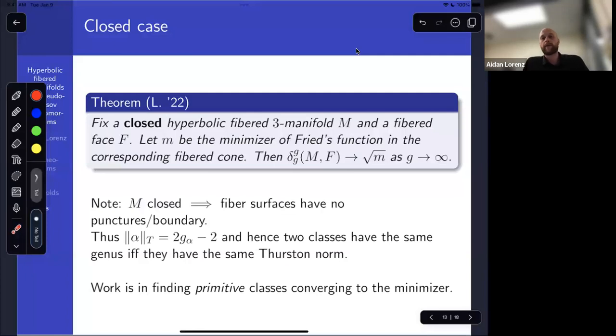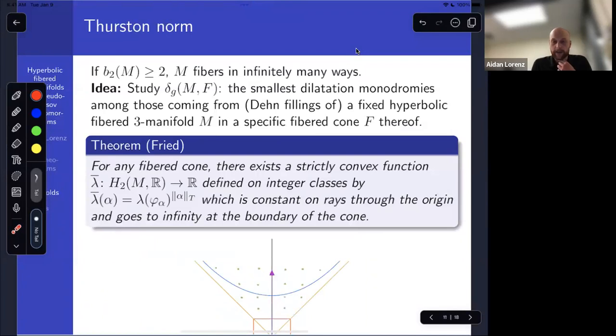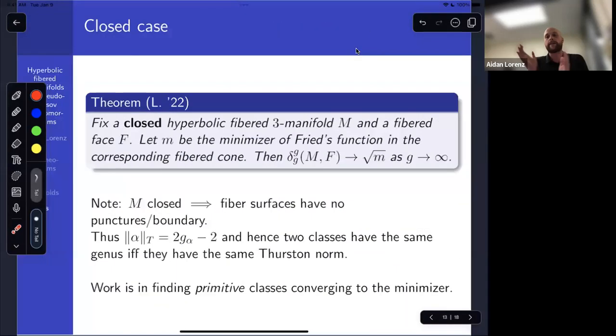So how do you go about finding the smallest dilatation genus G homeomorphism coming from this manifold and fibered face? Well, all you have to do is go to the level set of the Thurston norm where that genus is represented, and take the class which is closest to this minimizing ray of Fried's. There's a small technicality, and then those things are projectively converging to that minimizing ray. So you get the result listed here.